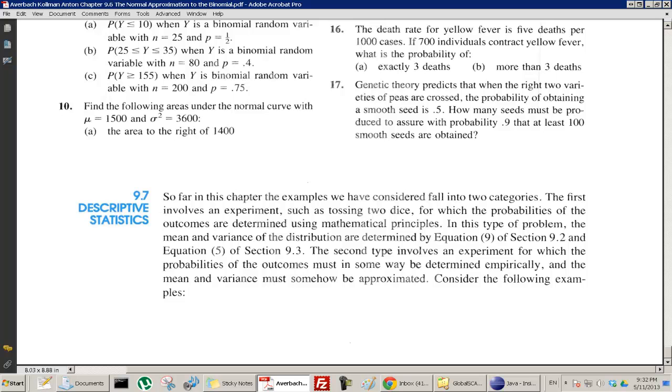Okay. The second type involves an experiment for which the probabilities of the outcomes must in some way be determined empirically, and the mean and variance must somehow be approximated. Consider the following example. Okay, so we'll come back to this in the next video.